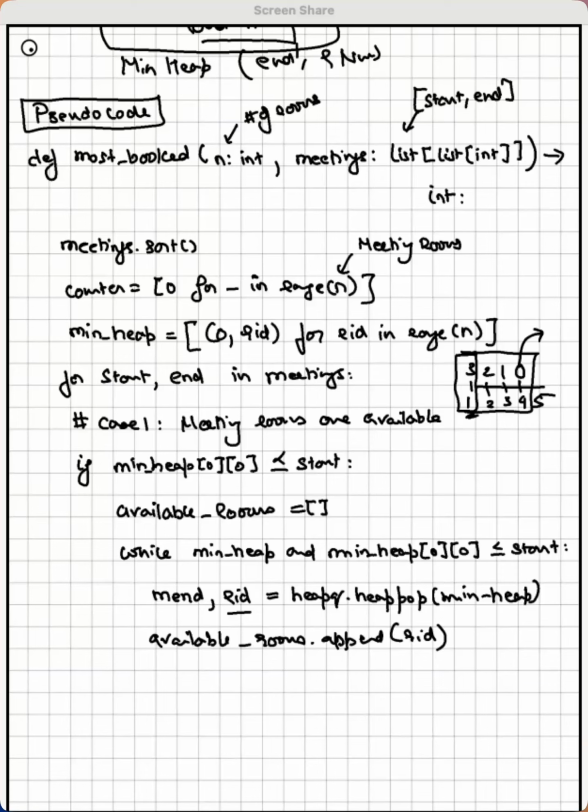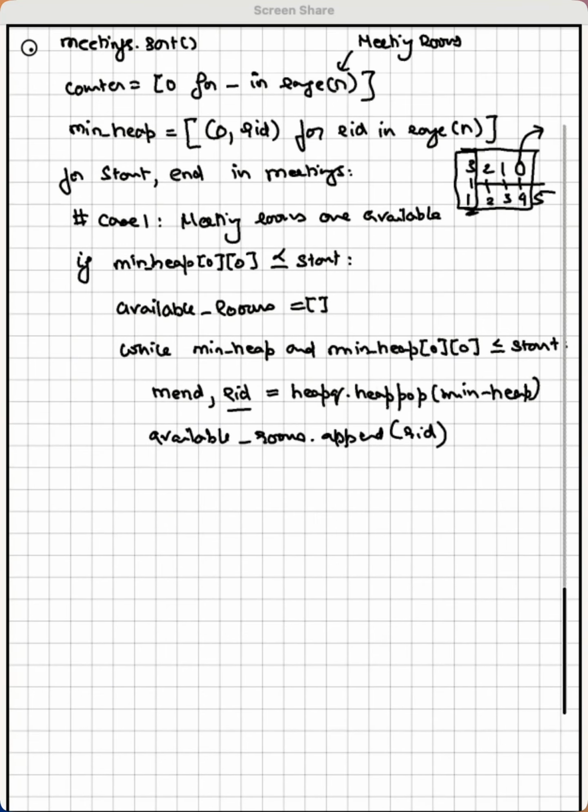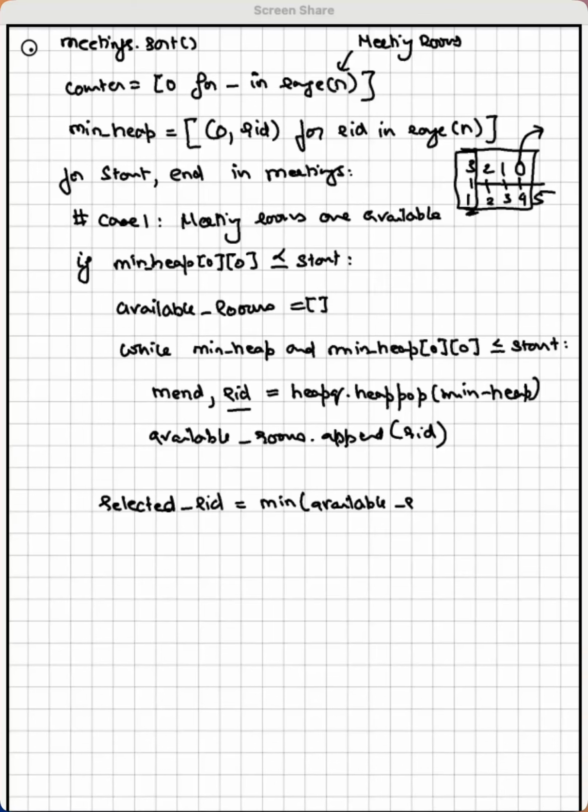Now the reason why I'm appending it to available rooms and not just looking for the min room ID is because the other rooms that I'm not picking have to be available for other meetings. I have to push it back to the min heap. That's the thing. So now my min RID, so I can actually have, let's say, selected RID is equal to minimum of available rooms.